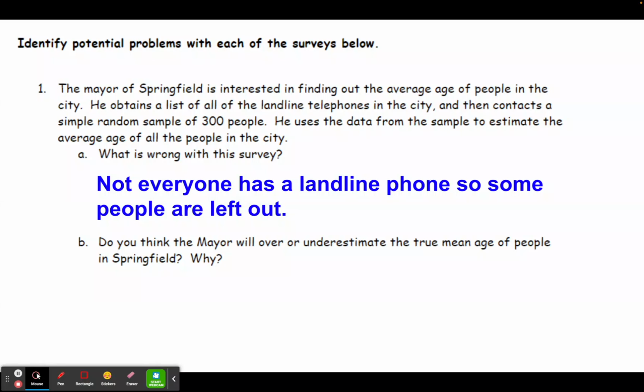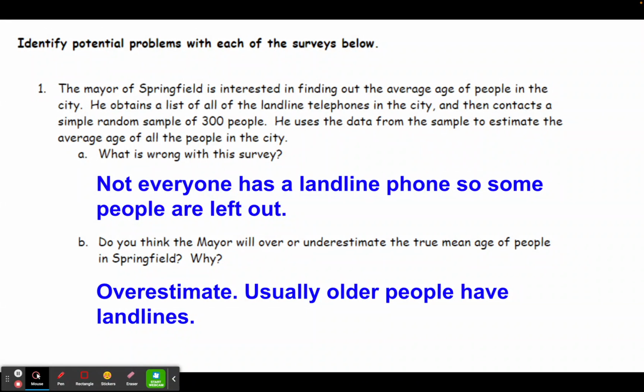And typically, it's older people maybe that have landline phones in their house still. Usually, when we build new houses, people have cell phones. A lot of times, they don't put landline phones in anymore. So it's generally only older people that have them. Because of that, this will probably lead to an overestimate. If he's only calling the older people in the town and he's averaging their ages together, he's going to get an estimate of the average age that's too high because he's not able to use everyone. In statistics, this is what we refer to as undercoverage because we're leaving some people out.